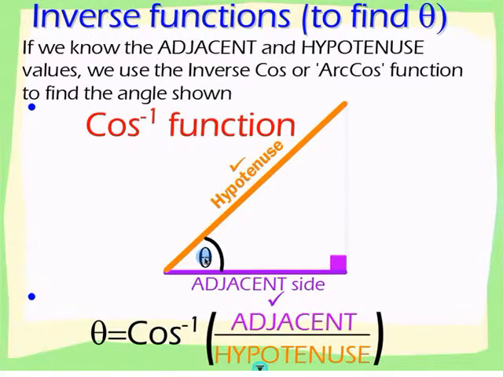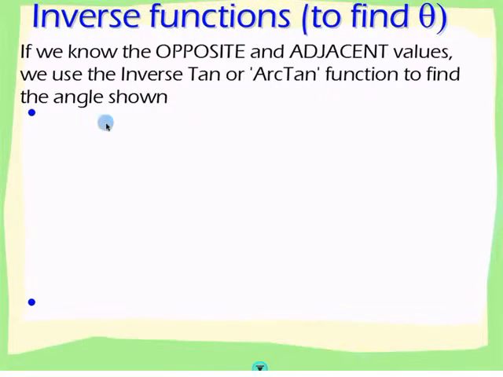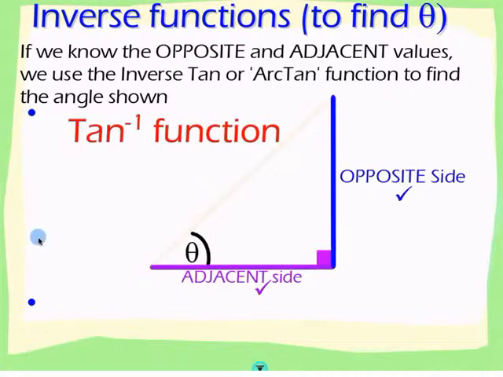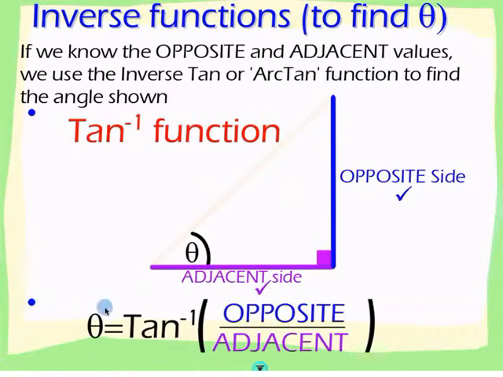So the cos of the angle is adjacent over hypotenuse, so the angle is cos to the minus 1 or inverse cos of adjacent over hypotenuse. And the same finally for tan. Tan of the angle is opposite over adjacent, so the angle is inverse tan of opposite over adjacent.